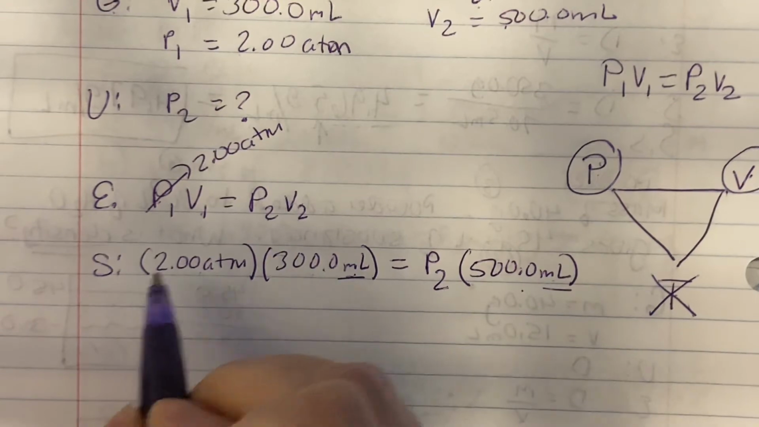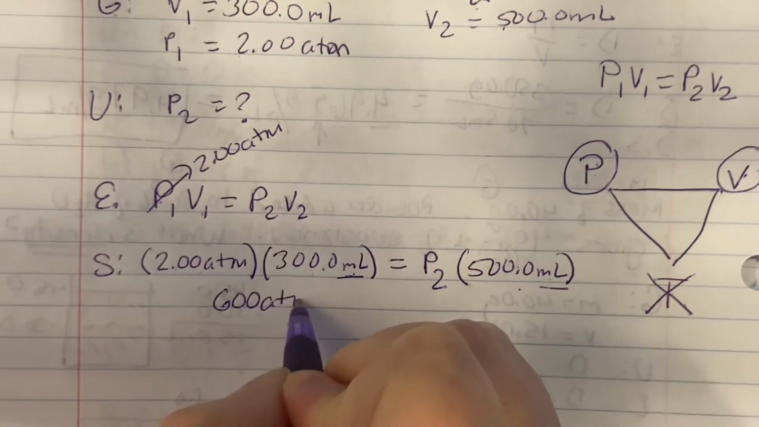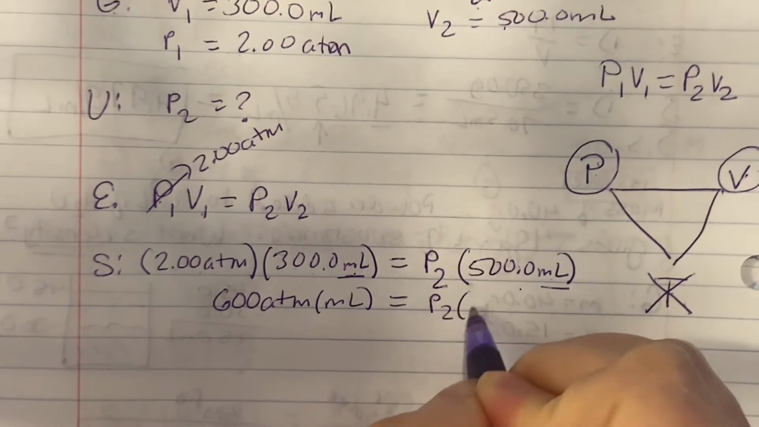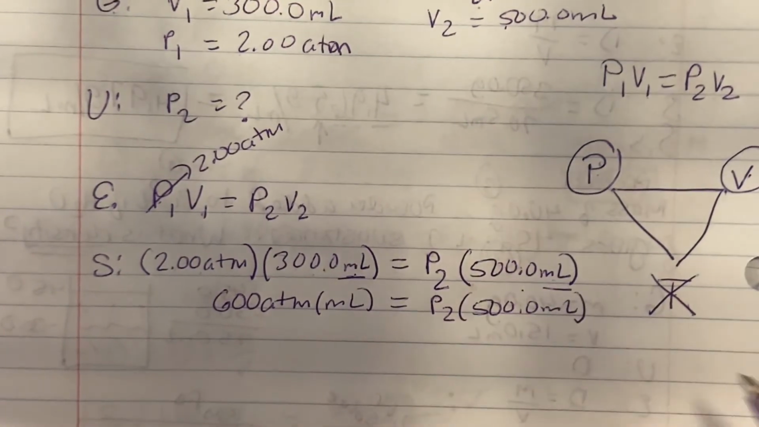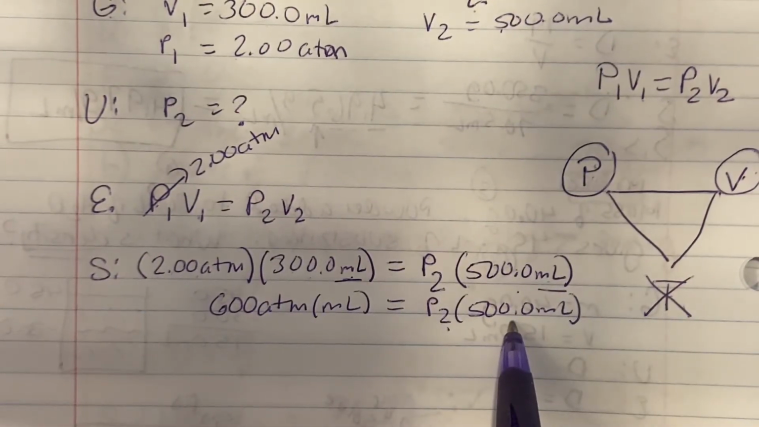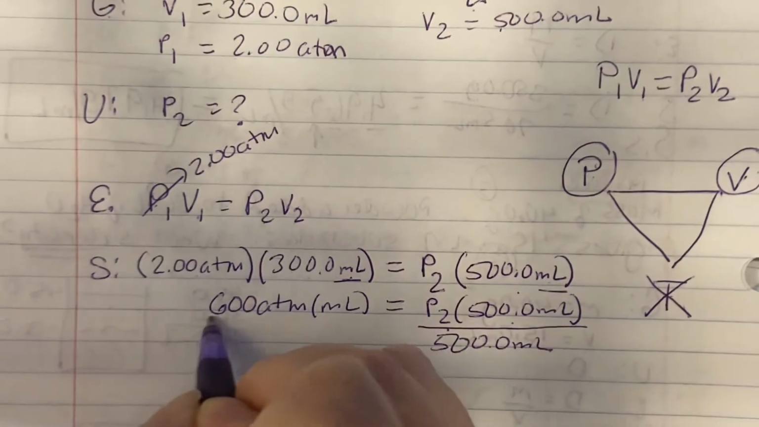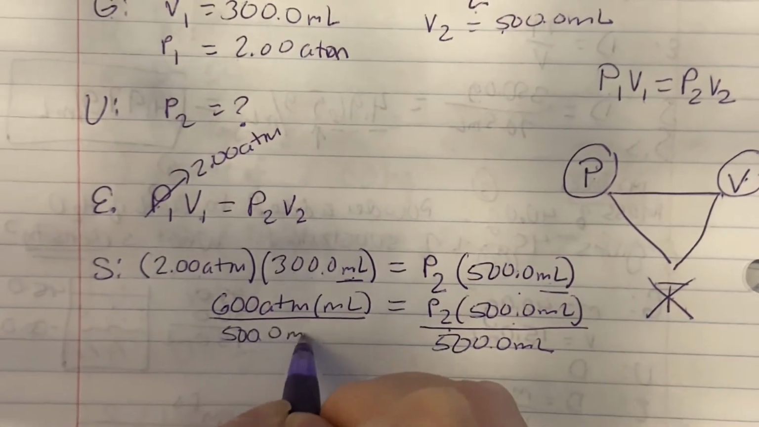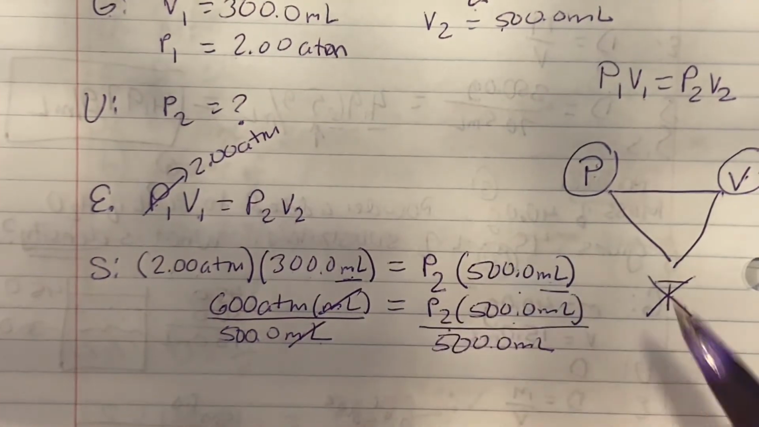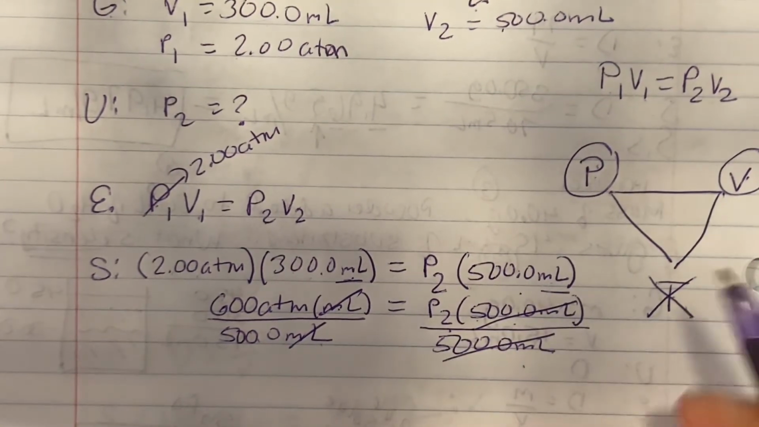Now I am going to combine my terms here. 300 times 2 is 600 atmosphere milliliters. Don't forget about recopying your units. Equals P2 times 500.0 milliliters. Now I'm closer, but my pressure is connected to this 500 milliliters by multiplication, so I'm going to divide. And what I do to one side, I do to the other side. Now I have milliliters in the numerator and milliliters in the denominator, so they cancel.